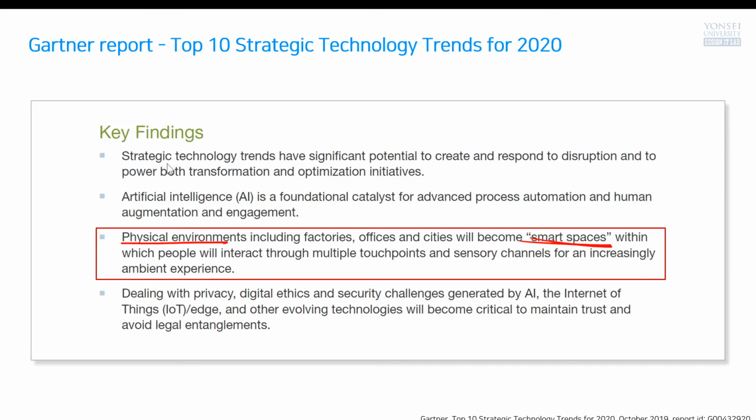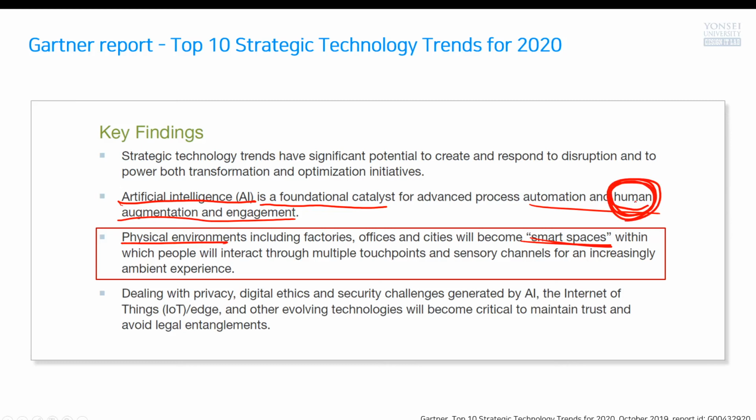As you see, strategic technology trends have significant potential to create and respond to disruption and to power both transformation and optimization initiatives. And also take a look at this one. AI is a foundational catalyst for advanced process automation and human augmentation and engagement. Here is another very important keyword, human.